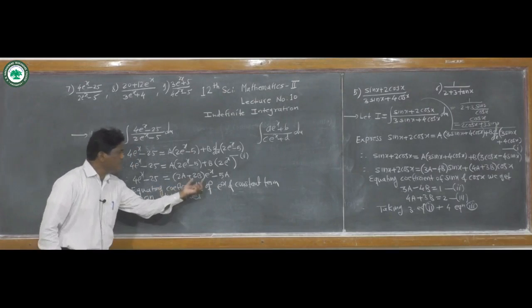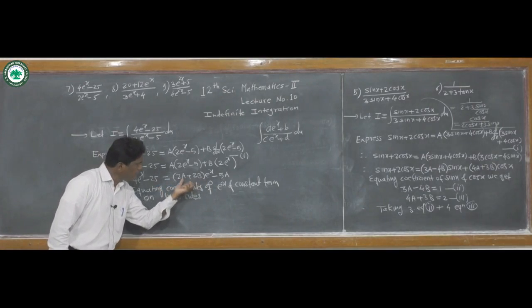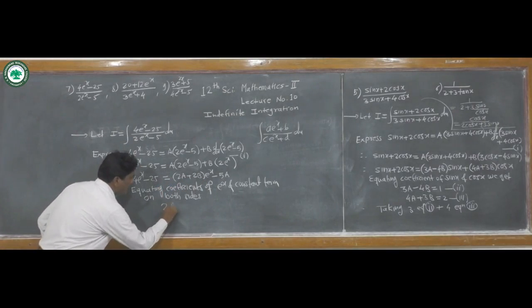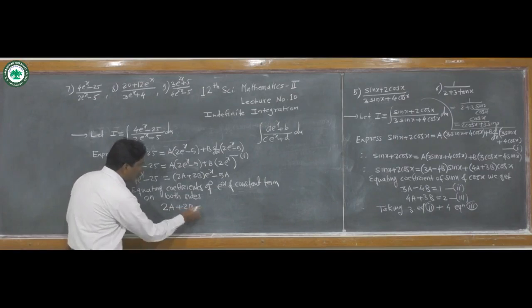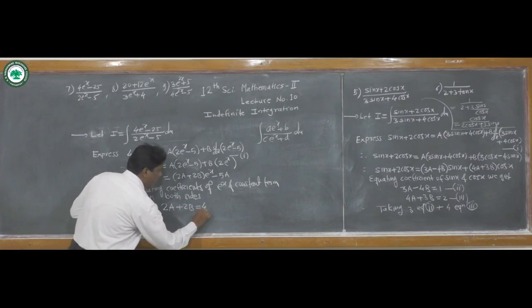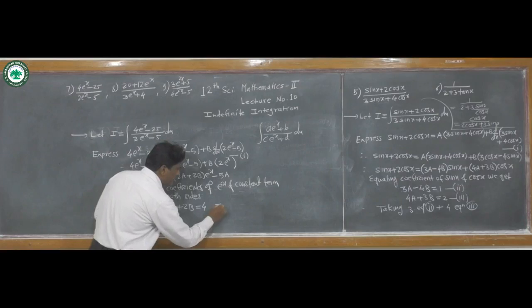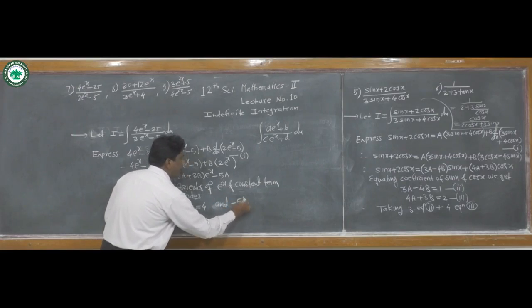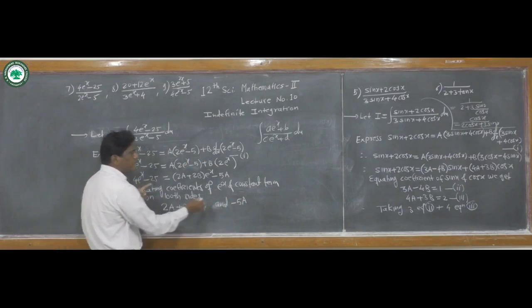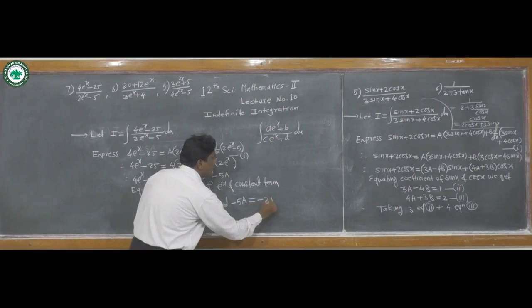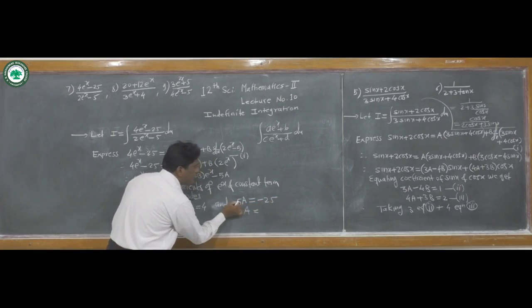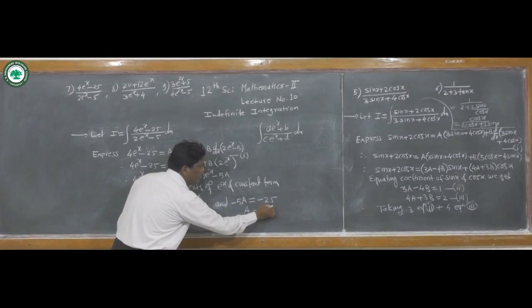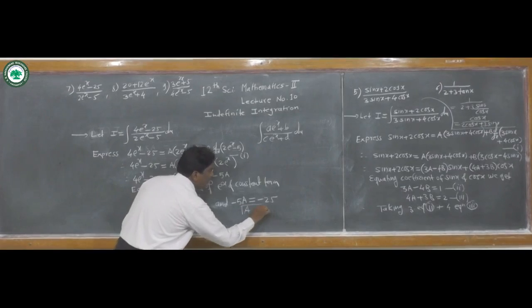Now the coefficient of e to the power x is 2a plus 2b, so 2a plus 2b is equal to 4, the coefficient of e to the power x on the left. Now the constant term is minus 5a on one side and minus 25 on the other. Equate them, so minus 5a is equal to minus 25. Now minus minus becomes plus, and a is equal to 25 upon 5, that is 5. So we get a as 5.